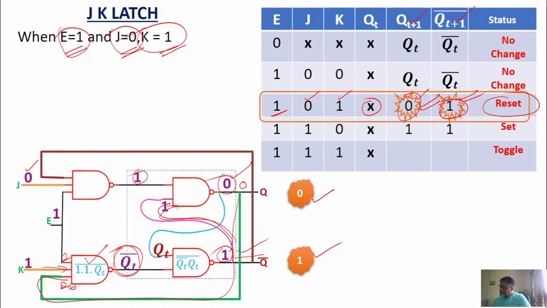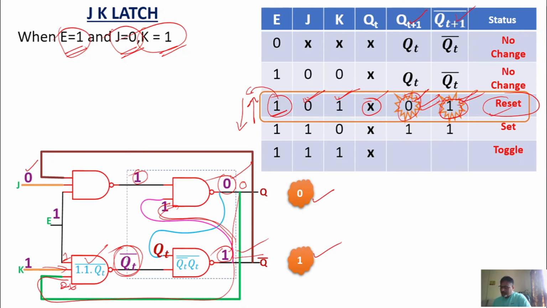Hence it is called reset. So when J is equal to 0, K is equal to 1, and enable is 1, or clock positive edge or clock negative edge in the case of flip-flops. Instead of E in the flip-flops we use clock. During either positive edge or negative edge, when J is equal to 0, K is equal to 1, and Qt can be anything, the output will be Qt+1 equal to 0, Qt+1 bar equal to 1. That means it is reset.